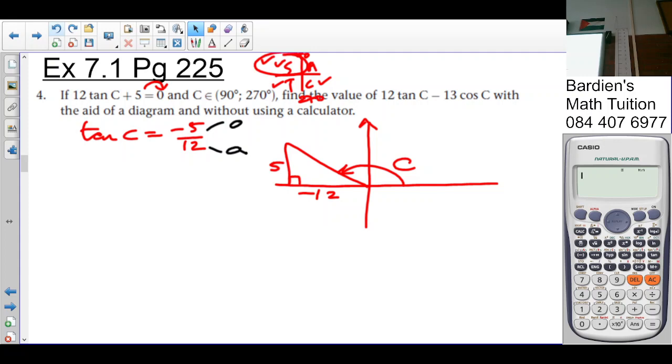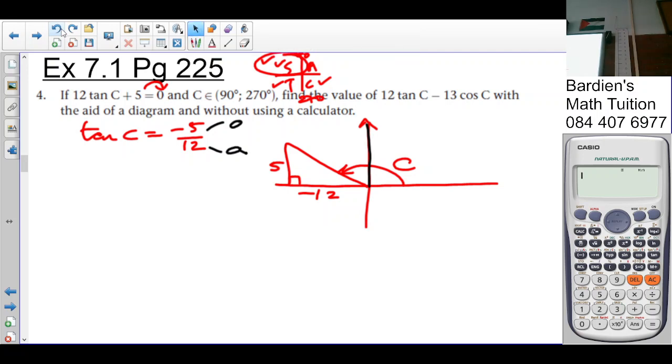So what do I do now to calculate the hypotenuse? How do I calculate the hypotenuse? Applying Pythagoras. Not so? So anything on that line will be negative, but the 5 will always be positive. Why? Because the 5 is on the positive part of your y-axis. Can you see that? That is your y here, and those are your positive numbers here. Here are your negative numbers. Not so?